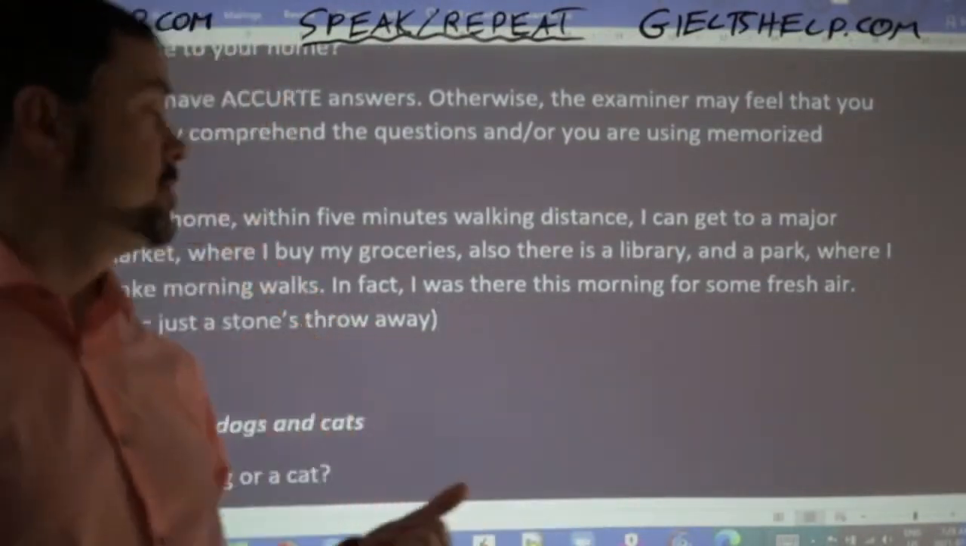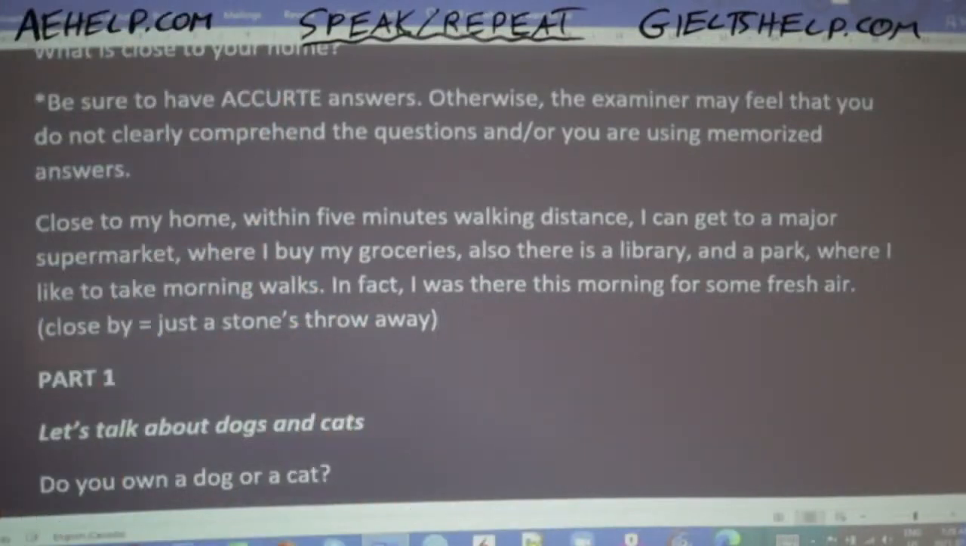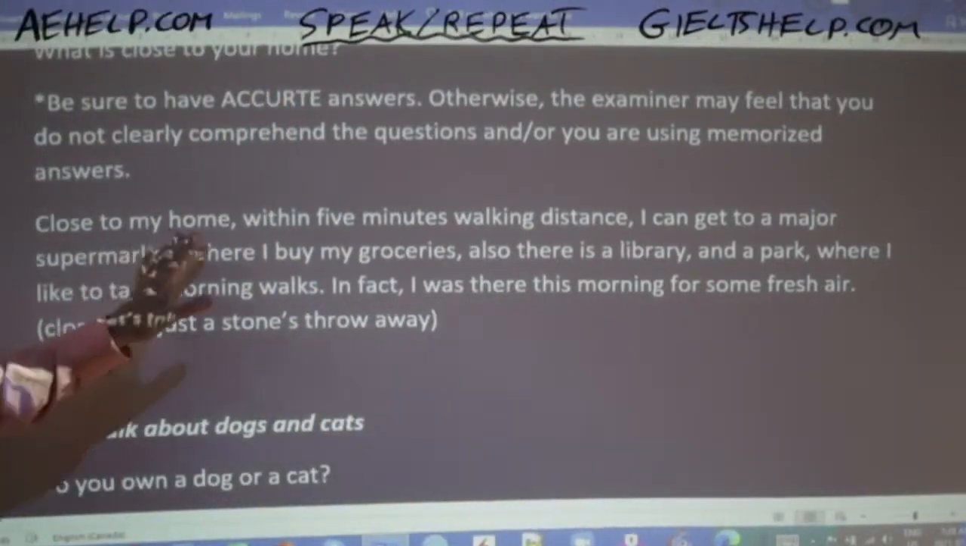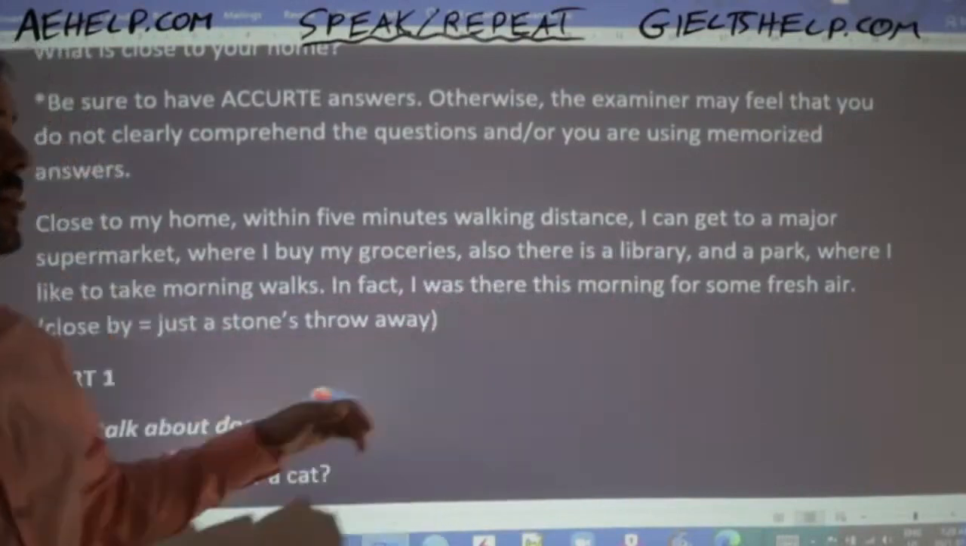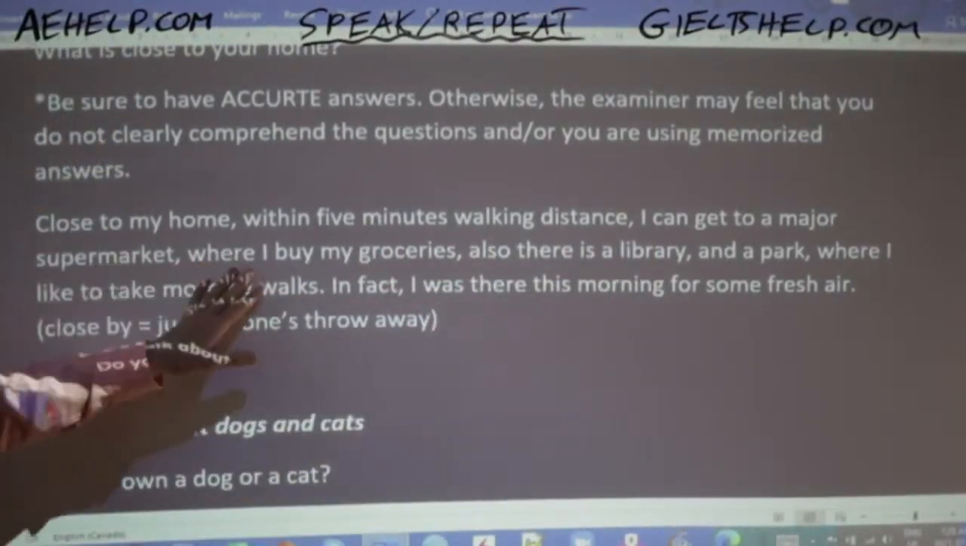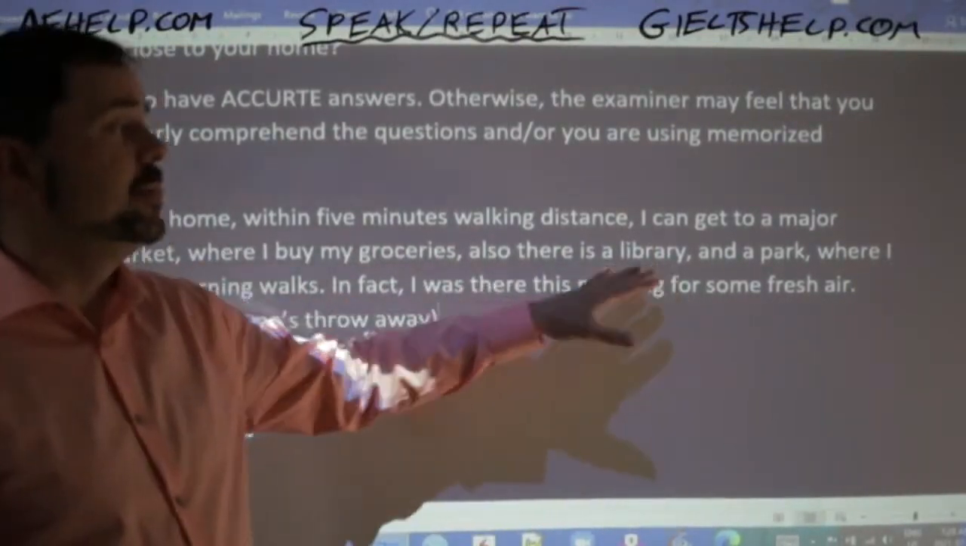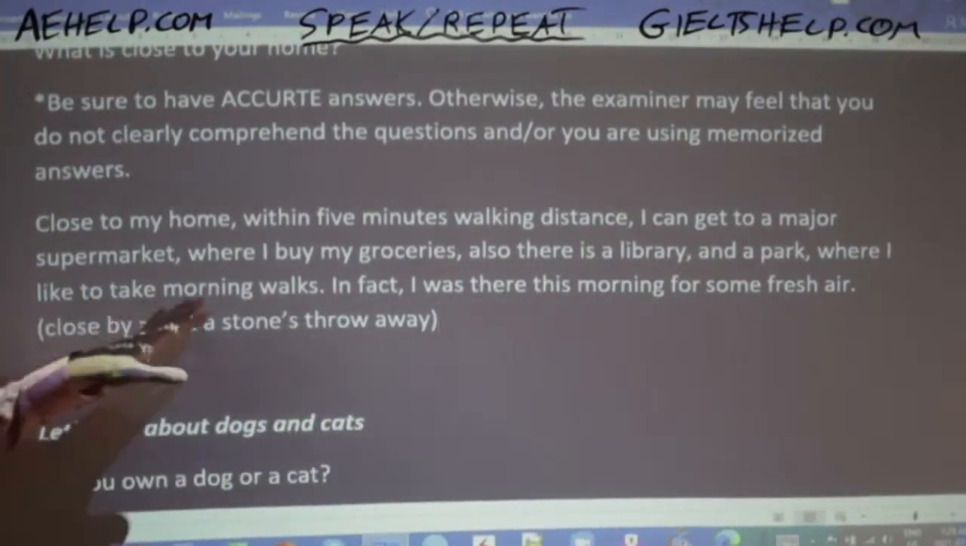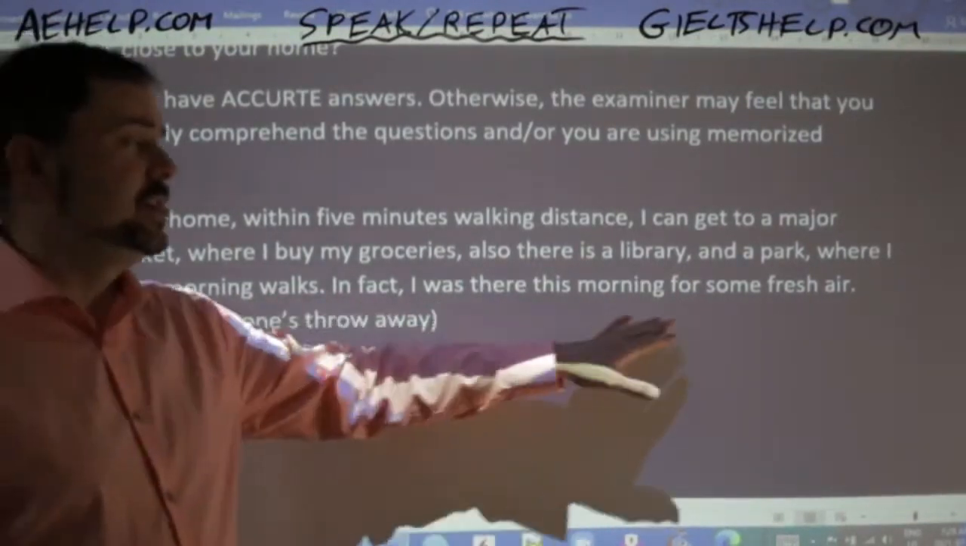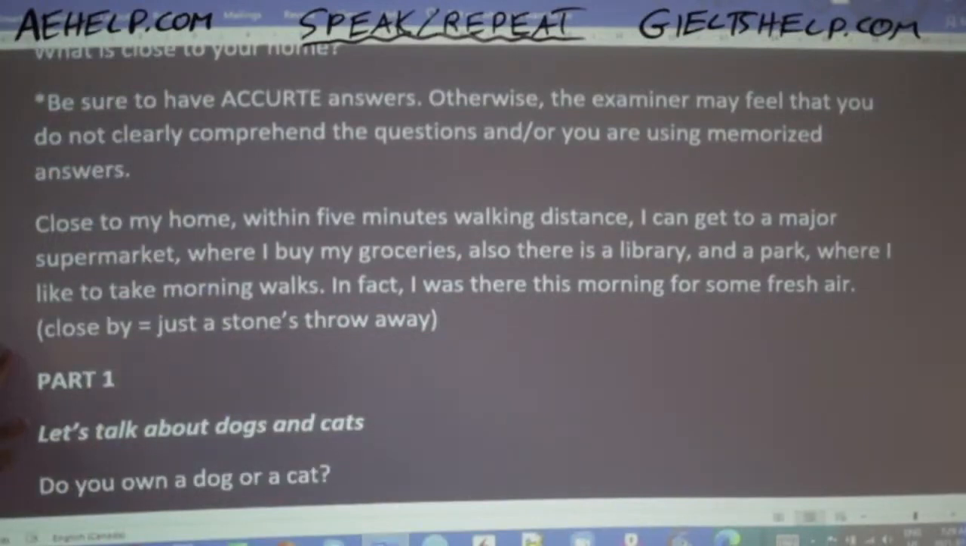What is close to your home? Near my home, within 5 minutes walking distance, I can get to a major supermarket where I buy my groceries. Also, there's a library and a park where I like to take morning walks. In fact, I was there this morning for some fresh air. Okay? I'm changing this to near my home because the question is close to. So I'm trying to paraphrase that to have more lexical resource.